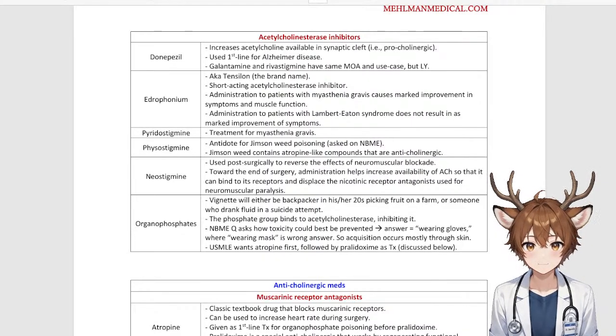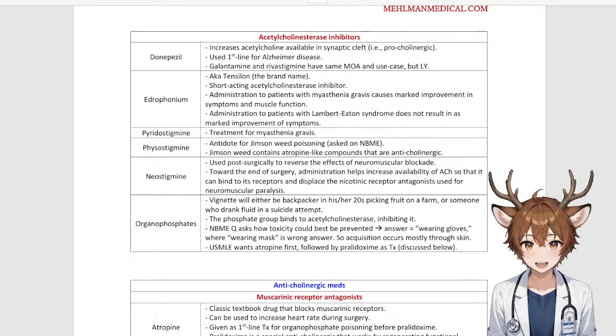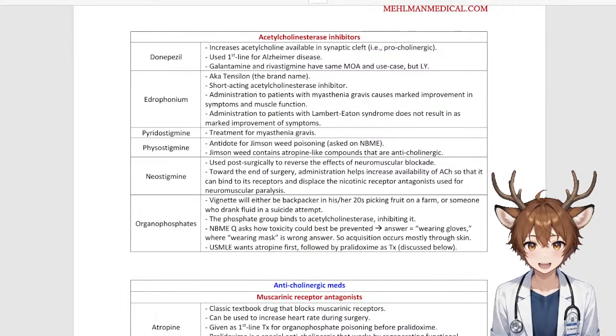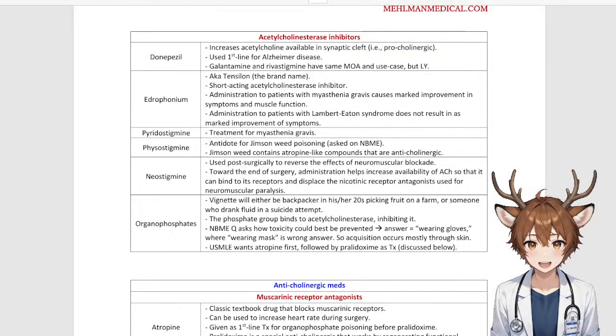Neostigmine, used post-surgically to reverse the effects of the neuromuscular blockade. Toward the end of surgery, administration helps increase the availability of acetylcholine so that it can bind to its receptors and displace the nicotinic receptor antagonist used for the neuromuscular paralysis.